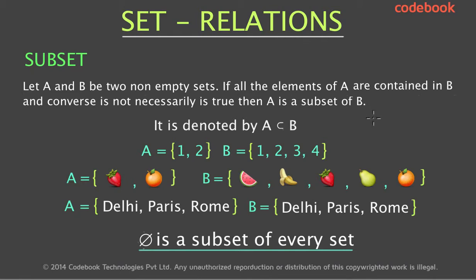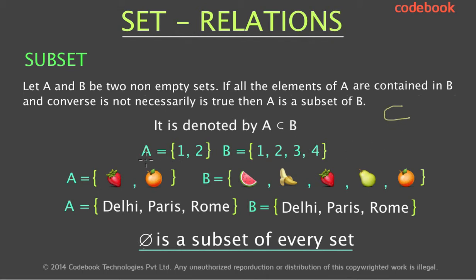In this lesson we will look at the relationships between sets. The first relationship that we will look at is called a subset. Consider two sets A and B which are non-empty, and if all the elements of A are present in B and all the elements of B not necessarily are present in A, then A is called the subset of B and it is represented with the symbol subset.